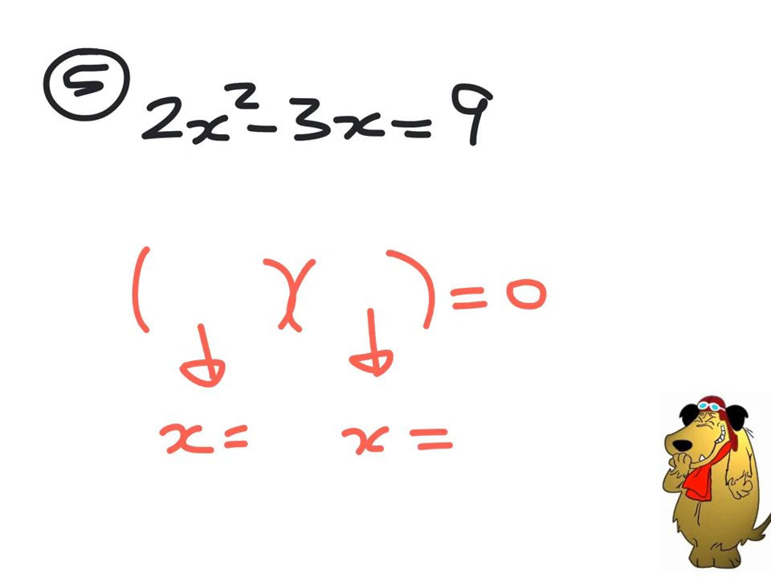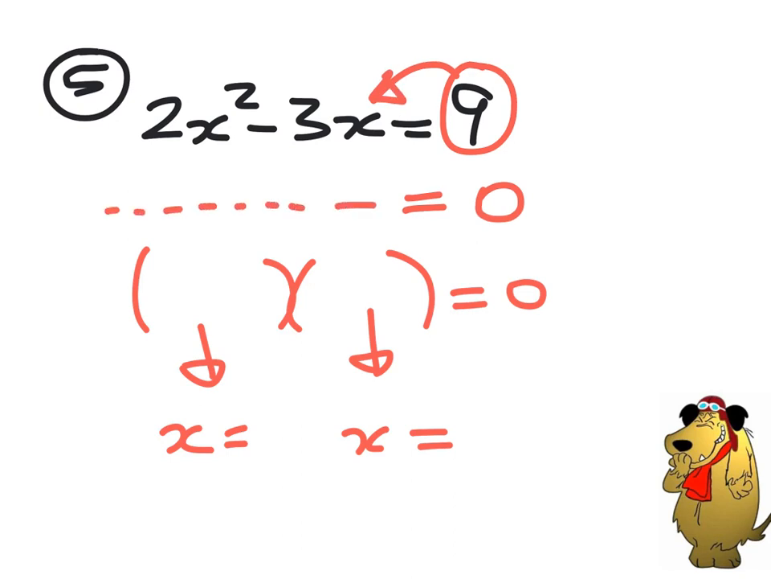However, before we actually get to the factorising stage, we need to get it into what's called the quadratic form. And that is when it is equal to 0. So this 9 is going to have to come over to this side. So bring the 9 over, get an expression up here, factorise it into 2 brackets, solve each bracket.